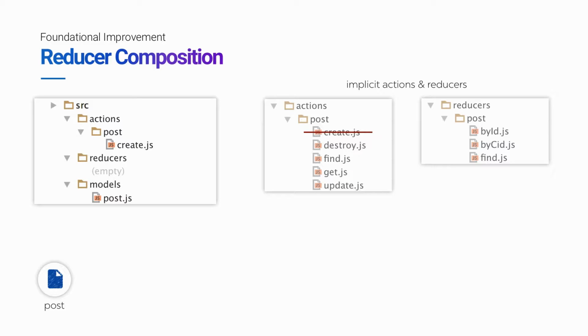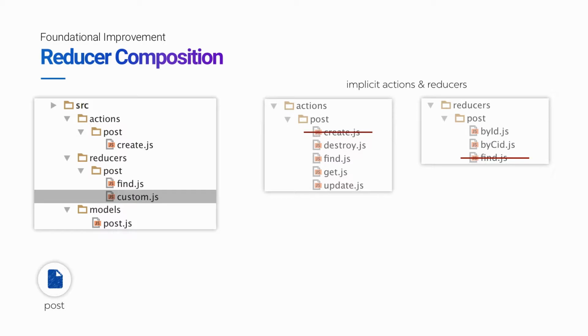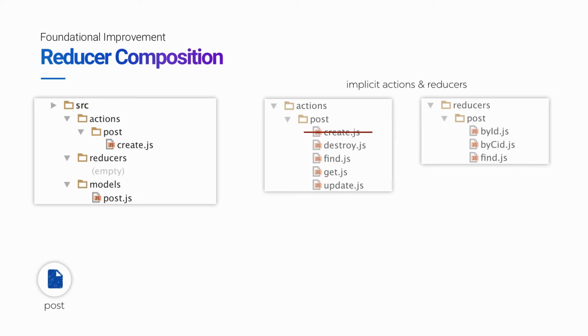With this release, the same is now true for reducers. So, for example, say you wanted to override the default find reducer responsible for keeping track of query and pagination results. To do that, you simply define a reducer called find under reducer/post/find, and Lore will use that reducer instead of the default. Similar to actions, if you create a reducer with a name that does not match a blueprint, such as this custom reducer, the framework will now add that reducer to the set provided by default.